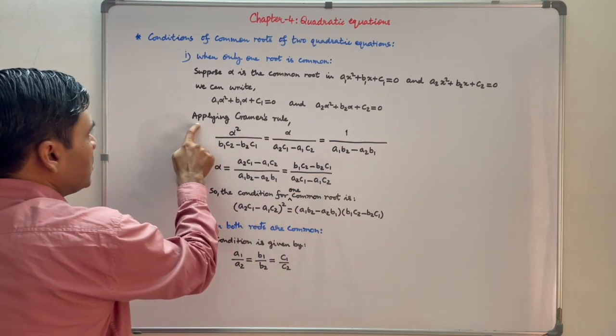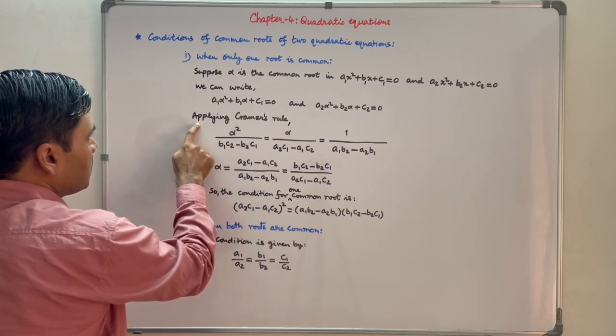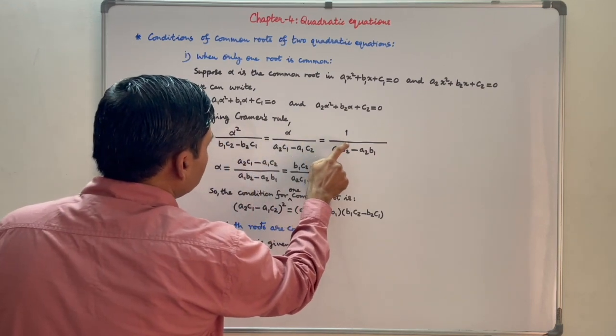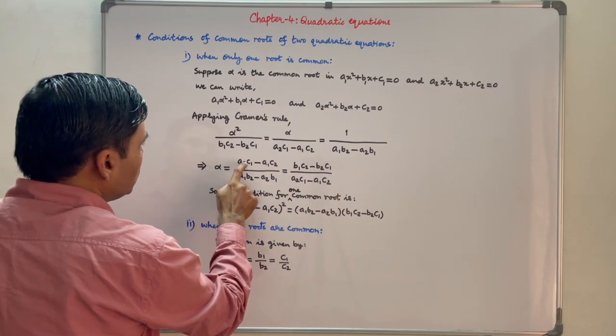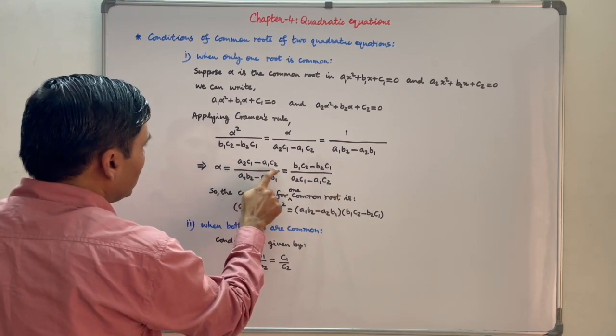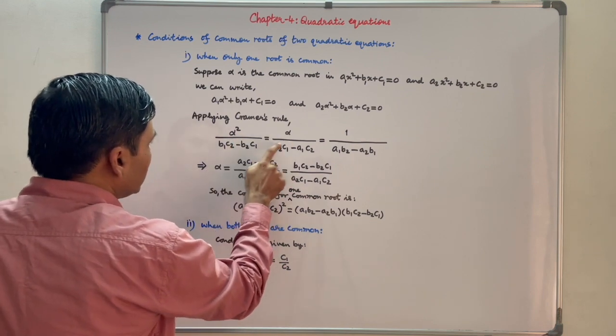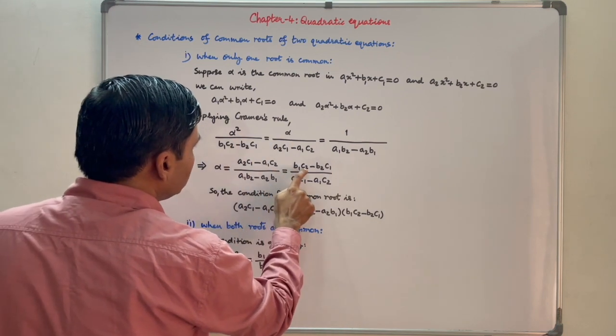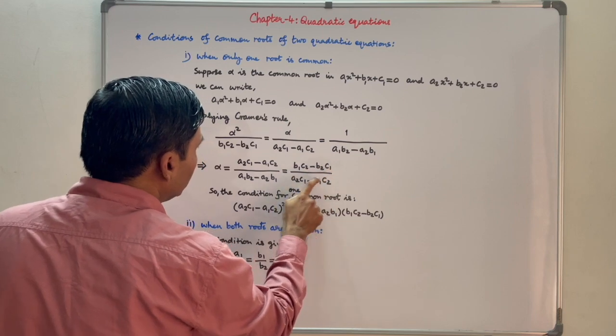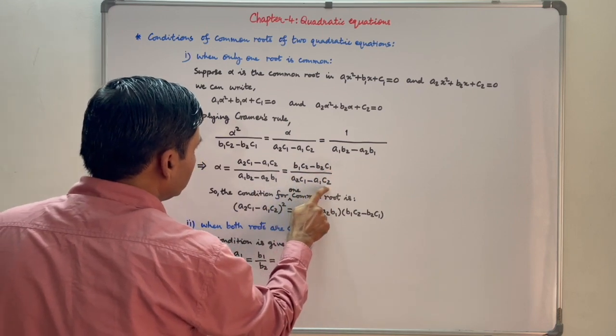We will study Cramer's rule in detail in the determinants chapter. From this and this, we can write alpha is equal to (a2 c1 minus a1 c2) upon (a1 b2 minus a2 b1). And from this and this, we can write alpha is equal to (b1 c2 minus b2 c1) upon (a2 c1 minus a1 c2).